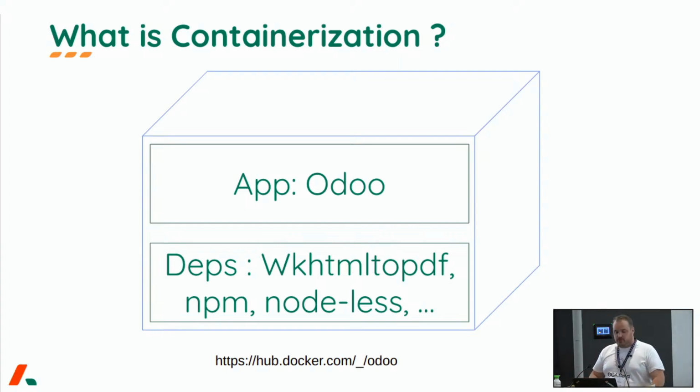On the screen, you have the example of the Odoo image. There is an official Odoo image, which is available on the Docker Hub. This image encapsulates the Odoo application itself and some dependencies. I say some because the PostgreSQL server, for example, is not included in the image. But all other dependencies are included, like wkhtmltopdf, Node, npm less, and so on.